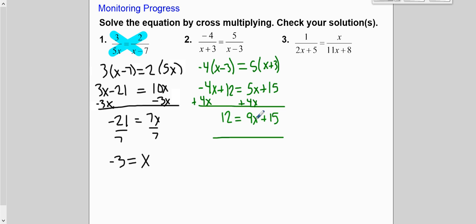Okay, we got the x's all on the right side, so we want to isolate the variable. Undo addition with subtraction. Undo multiplication with division. X equals -1/3. All right, try the next one.